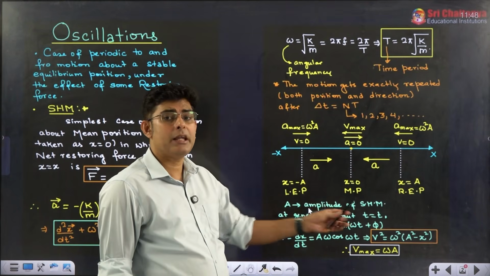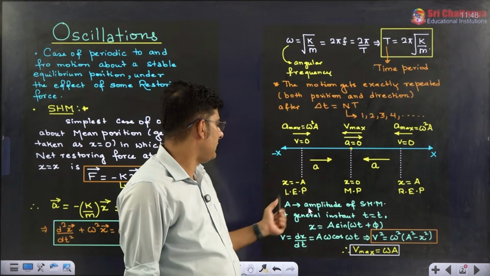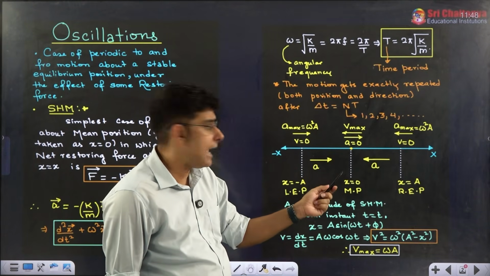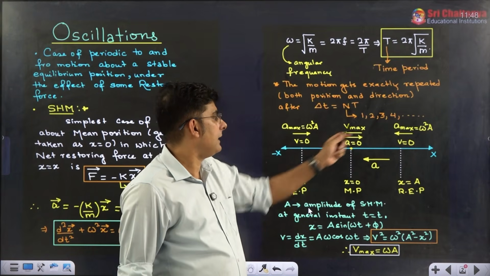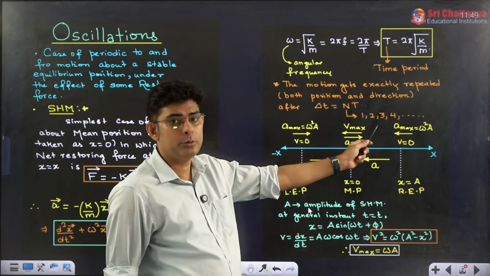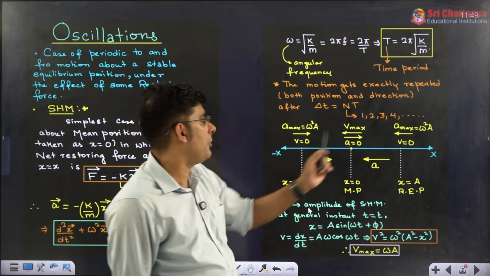Mean position we are taking for our convenience as origin, x equals 0, right side x equals A, left side minus A. So A will be called the amplitude of SHM. At both the extreme positions, velocity is 0 and acceleration will have maximum magnitude. How much is that? Omega square capital A, from the formula omega square x.